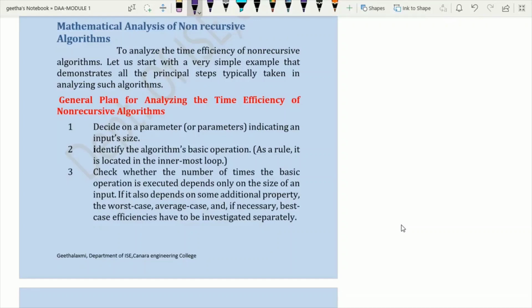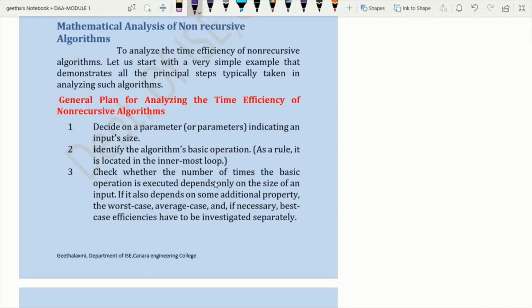The first step in the general plan is to decide on a parameter or parameters indicating the input size. So first you need to understand the parameter on input size. Next, identify the algorithm's basic operation. Normally the basic operation is specified within the innermost loop. Third, check whether the number of times the basic operation is executed depends on the size of the input or not.